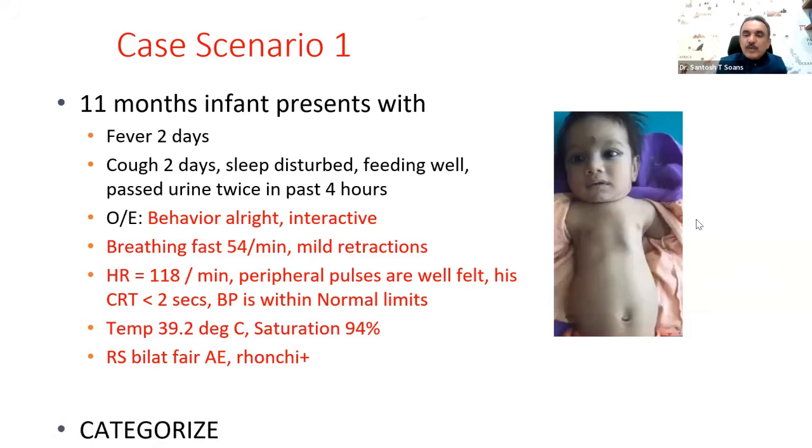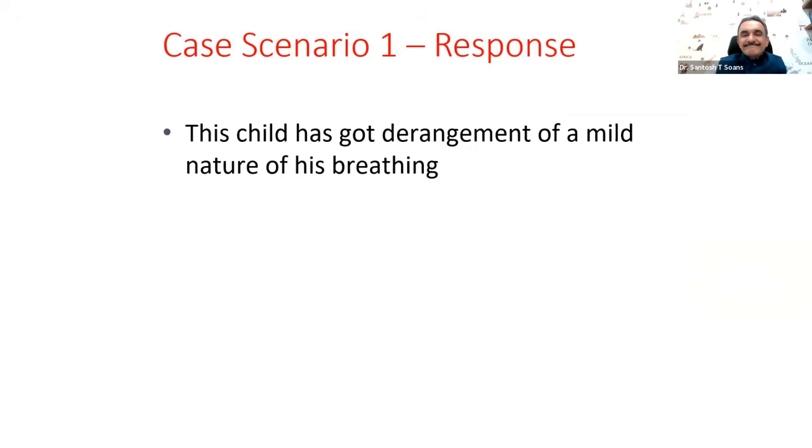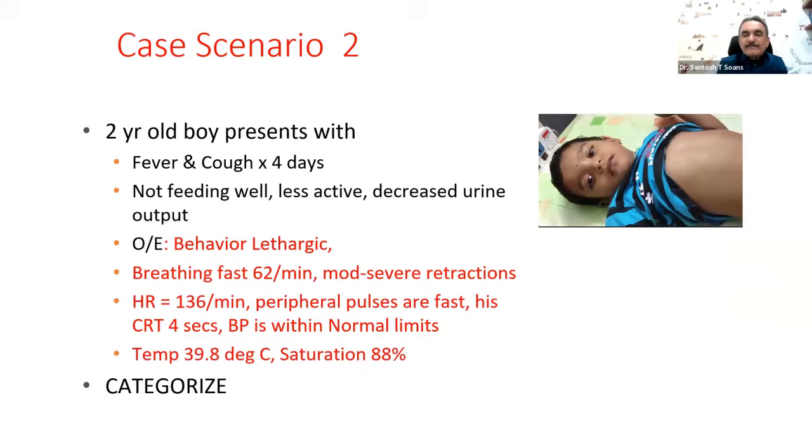So this is how to categorize. You can see this baby is breathing. Look at the intercostal retraction of this baby. So this child has got a mild derangement of the nature of his breathing. These parameters are within normal. Most of the other parameters are not. So this is non-urgent. You just need to admit and give him some treatment.